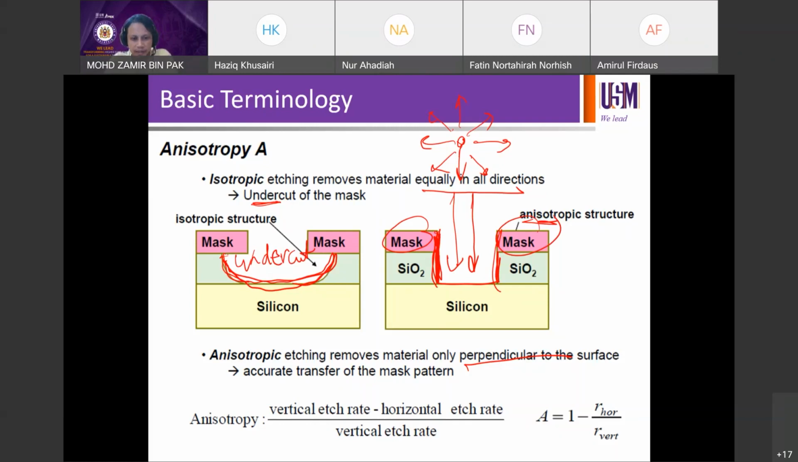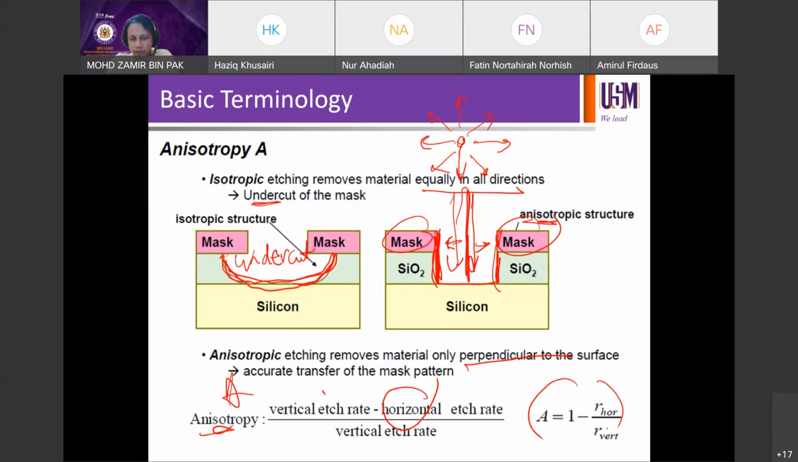Anisotropy is defined as vertical etch rate minus horizontal etch rate. So that means when you talk about even one direction, dia ada juga horizontal etch rate. Horizontal component tu masih ada. But then the rate will be very, very small. Okay. So horizontal ni almost maybe negligible lah. If for example you take this, A equals vertical minus horizontal per vertical, kalau you simplify, you're gonna get this. Okay, A equals 1 minus R horizontal over R vertical, right?